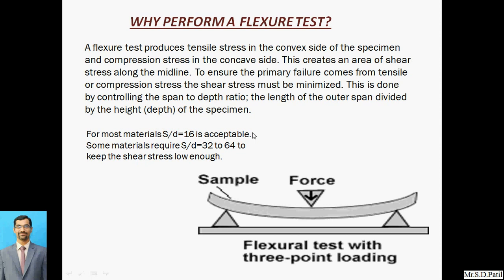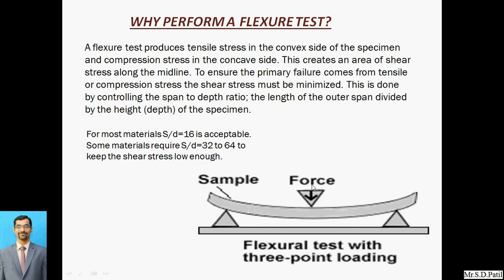But for a few materials, S by D equal to 16 is set for the majority of the materials. For a few materials, that ratio of length to depth or height varies from 32 to 64, and it keeps the shear stress low enough. So this ratio is maintained to keep the shear stress on the lower side.